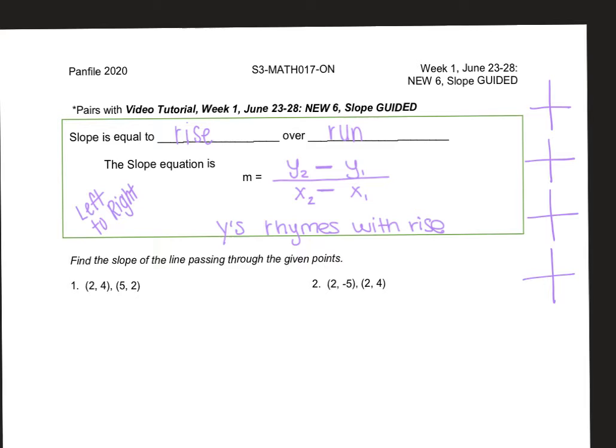Right? So the 4 different kinds of slopes you can have. That's going to be a positive slope. That's going to be a negative slope. That's going to be a 0 slope. And that's actually going to be an undefined slope.